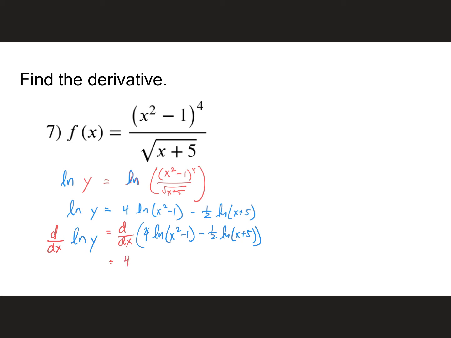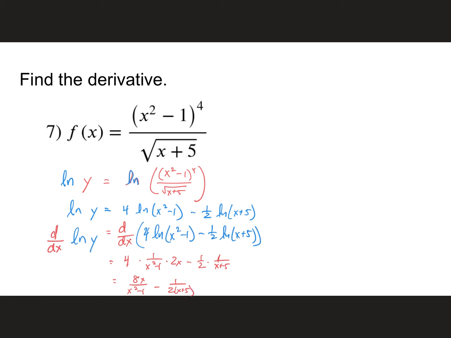Well, the 4 is the constant, so I have 4 times, that's the natural log of Bob, so 1 over Bob times d Bob, minus 1/2 times the natural log of Bob, 1 over Bob times d Bob, which just happens to be 1. So again, ignoring the left side, I end up with 8x over x squared minus 1 minus 1 over 2 times the quantity x plus 5.